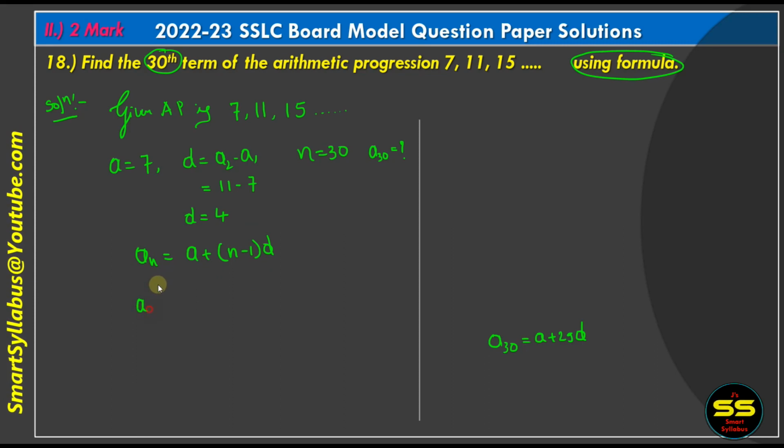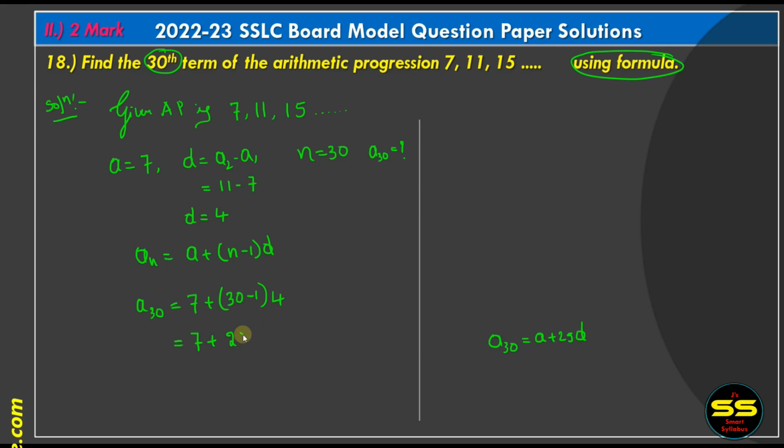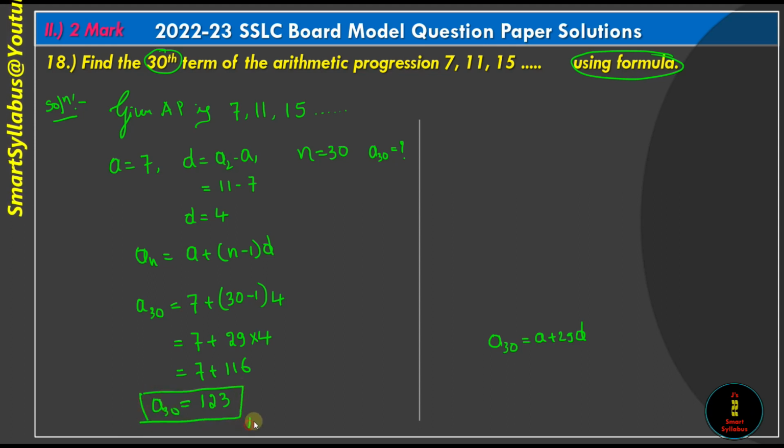a30 is equal to a, it's going to be 7, plus n in the sense it's 30, so 30 minus 1, d will be, as we know already, it's 4. So that's equal to 7 plus 30 minus 1, so it will be 29 into 4. So that's equal to 7 plus 29 into 4. It's 116. Now 116 plus 7, it will be 123. So this is our 30th term of the given AP.